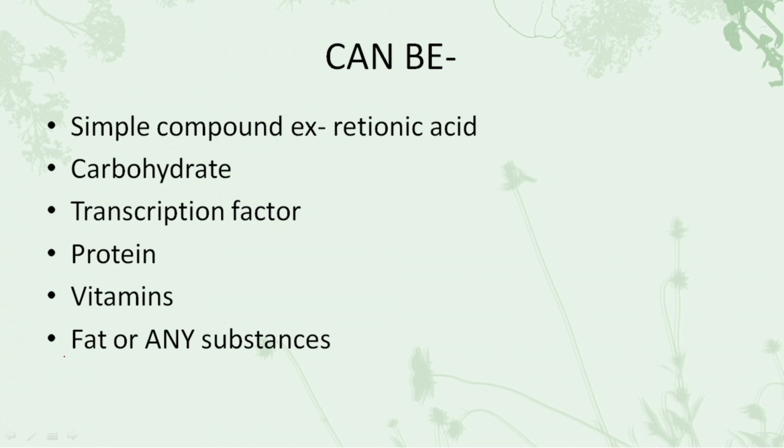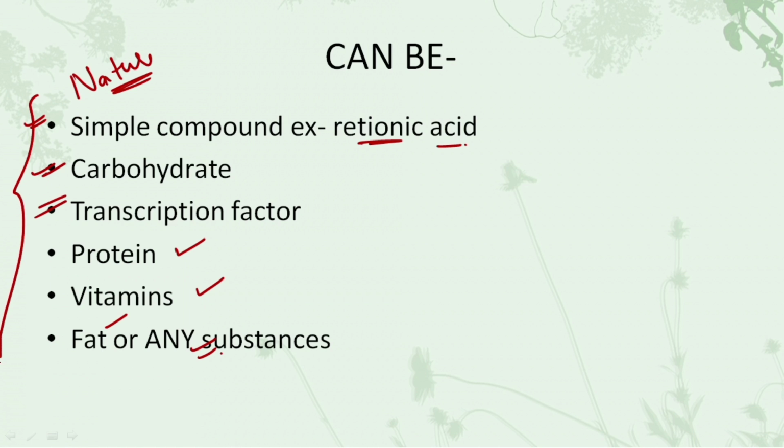Now what could be the nature of the morphogens? If we look at the nature, it could either be a simple compound, for example retinoic acid. It could be a carbohydrate, a transcription factor. It could be a protein, vitamin, a fat, or any substance. So we can see we have a diverse range of nature for a morphogenic compound.